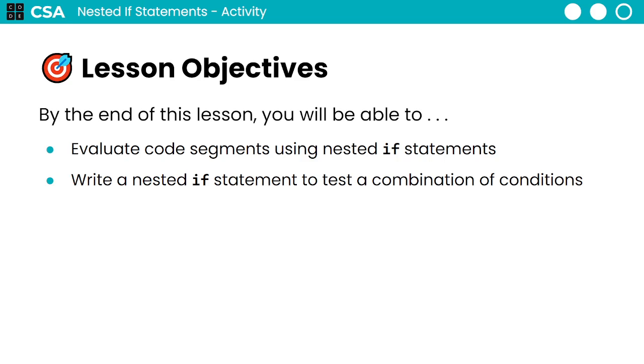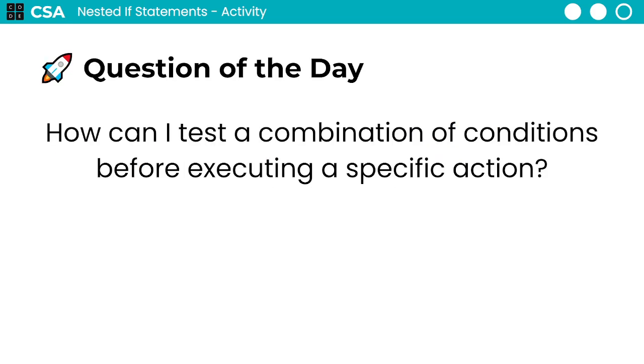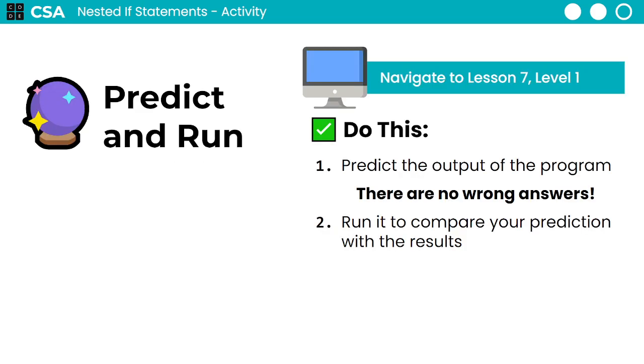All right. So your lesson objectives, by the end of this lesson, you're going to be able to evaluate code segments using nested if statements, and also write a nested if statement to test a combination of conditions. The question of the day is, how can I test a combination of conditions before executing a specific action?